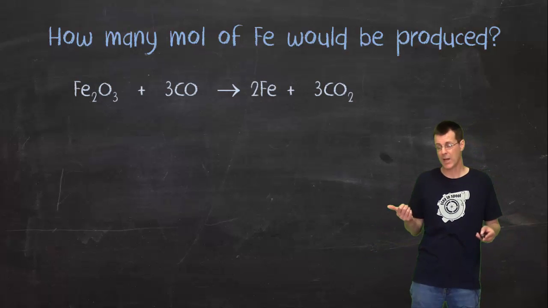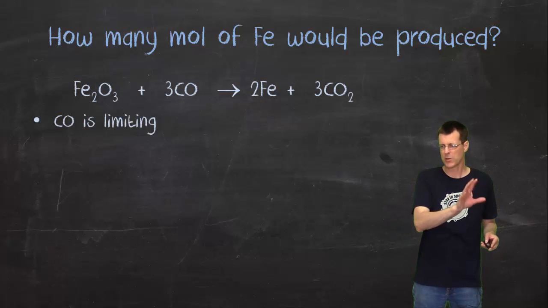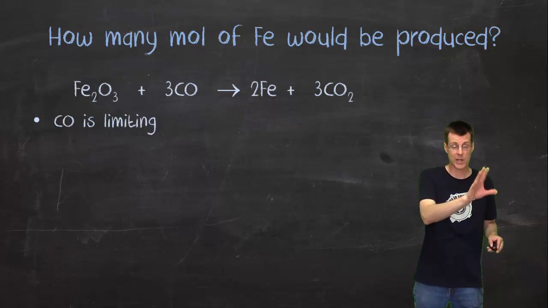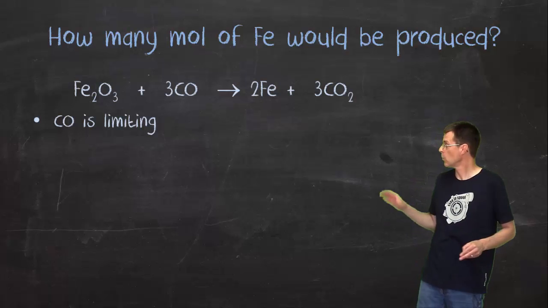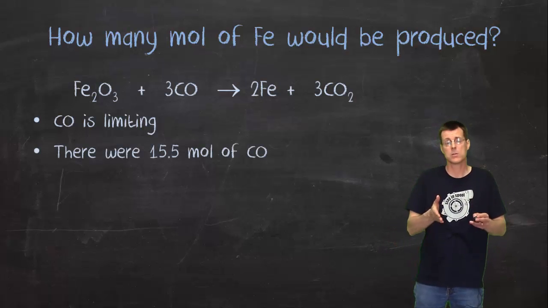My question was how much iron would be produced, Fe. Okay, well, I don't have to worry about the iron 3 oxide because I had more of that than I needed. Right? I didn't have to worry about how much cheese I had because the bread ran out first. Well, carbon monoxide is limiting. I run out of it first. So it's going to determine how much product I can make.